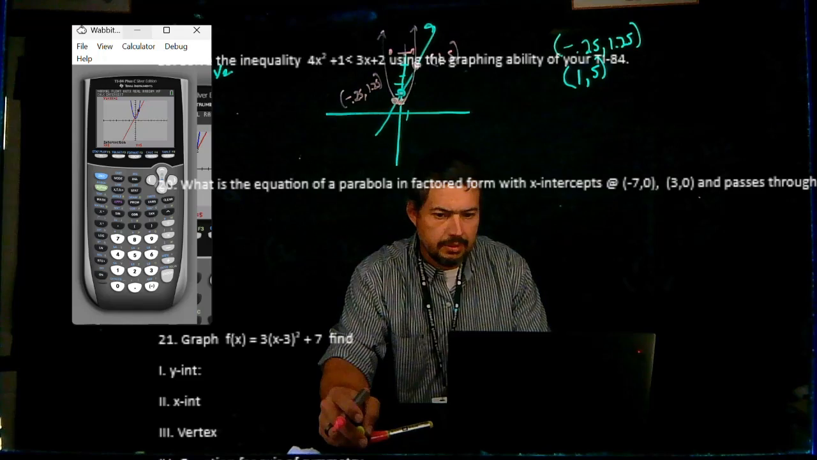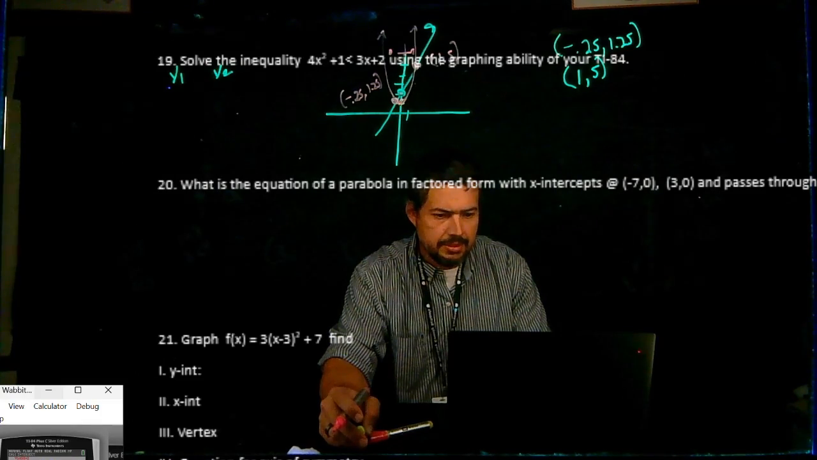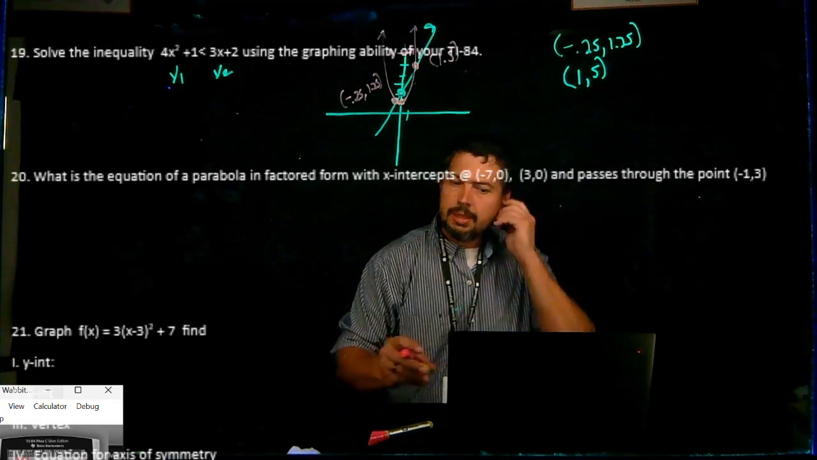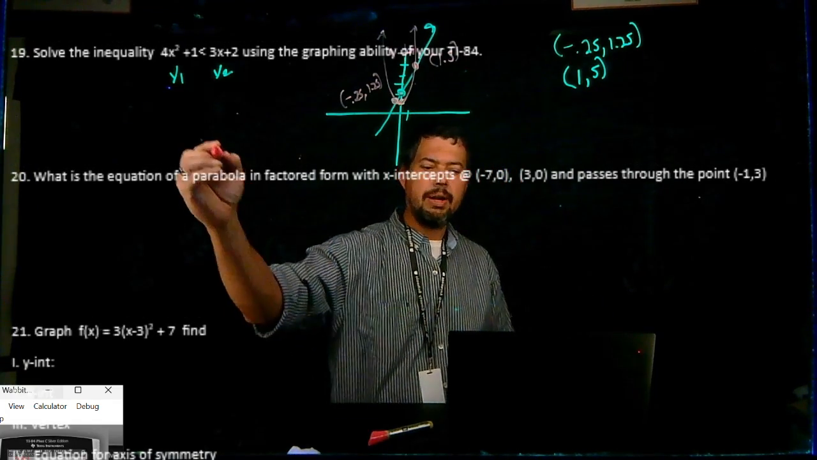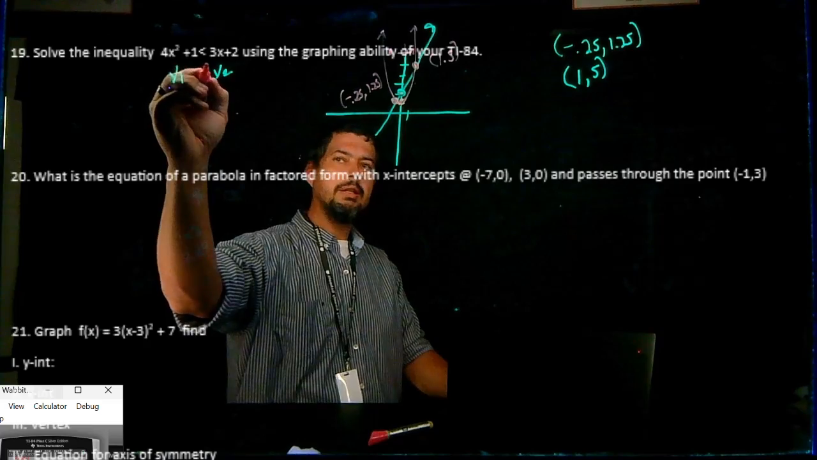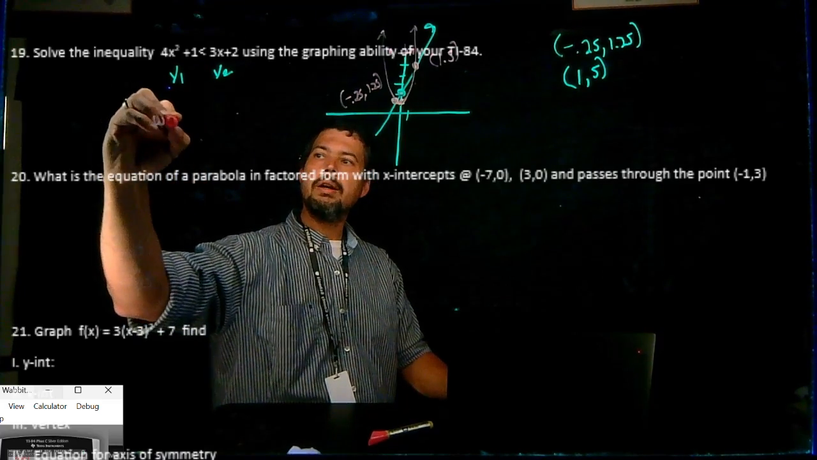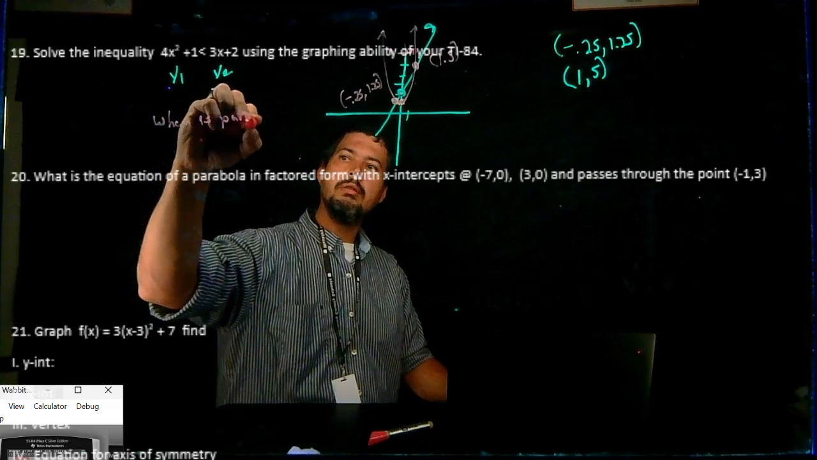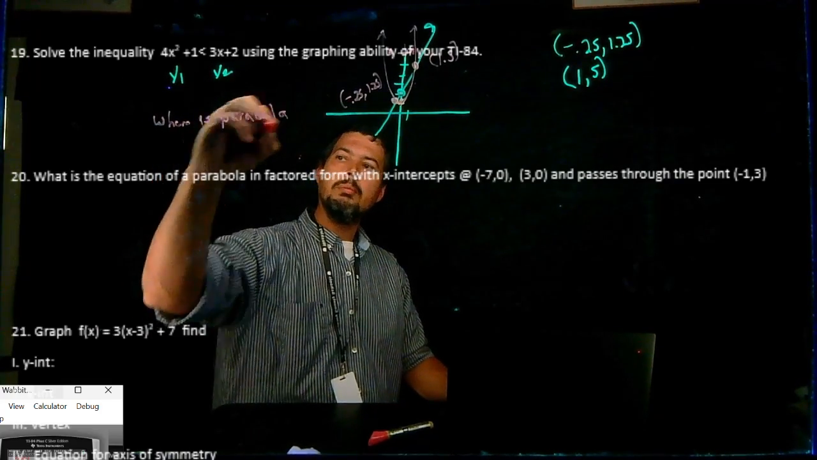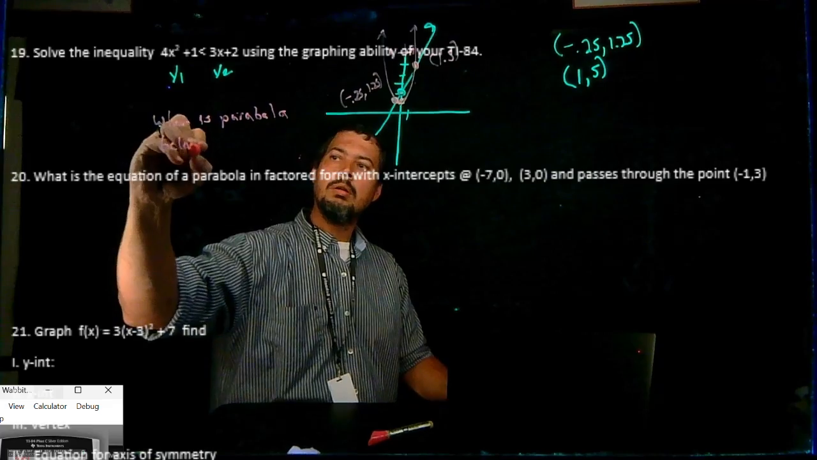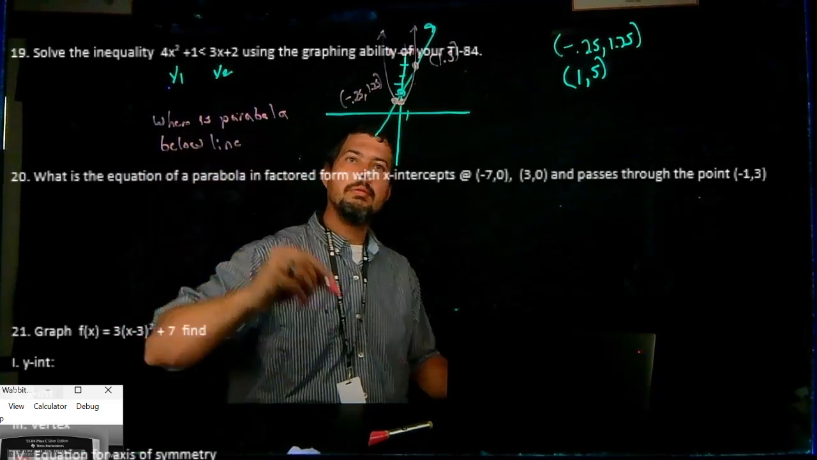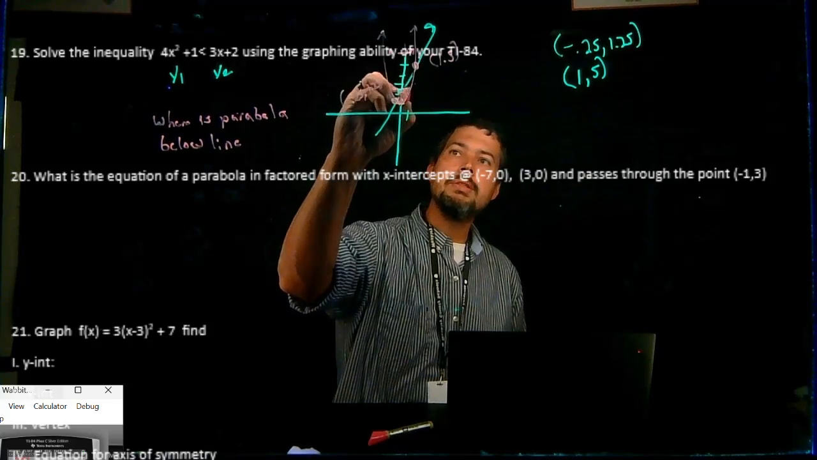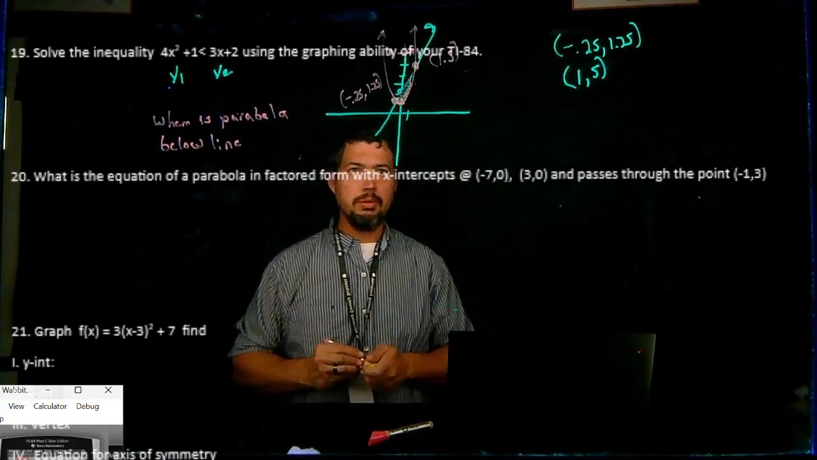And it's back. Hadn't quite mastered using a calculator on this new board yet. What I'm asking here is, where is the parabola below the line? You see the less than symbol? It's where is the parabola below the line? That's the question. This is your solution space, because that's where the parabola is below the line.